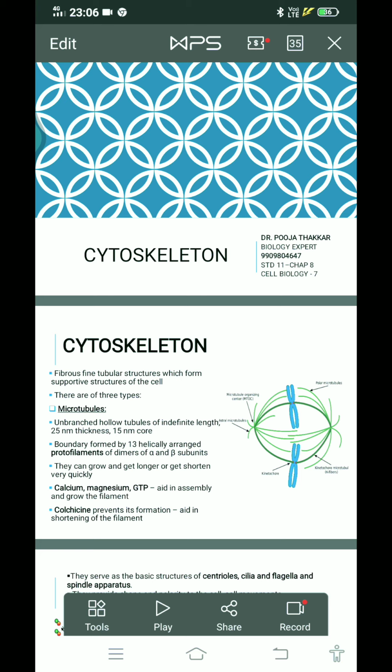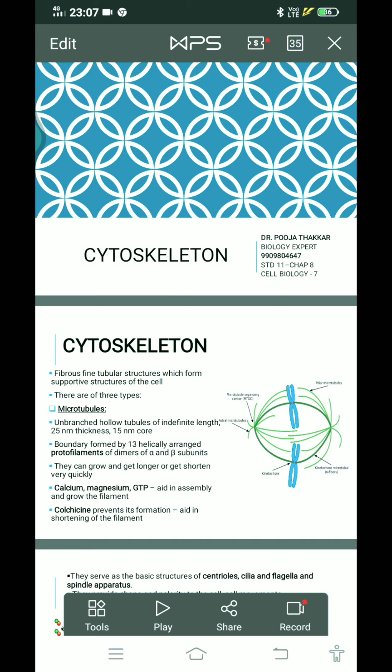Now, what do you mean by this particular word? Cyto is related to cell, and skeleton is giving stiffness or the basic building framework. So the framework or the structure which is giving a particular kind of shape as well as the structure to the cell is called cytoskeleton, that is making the cell's integrity.